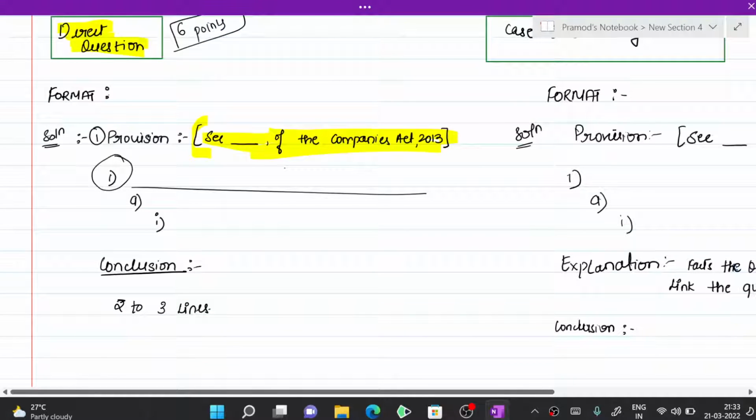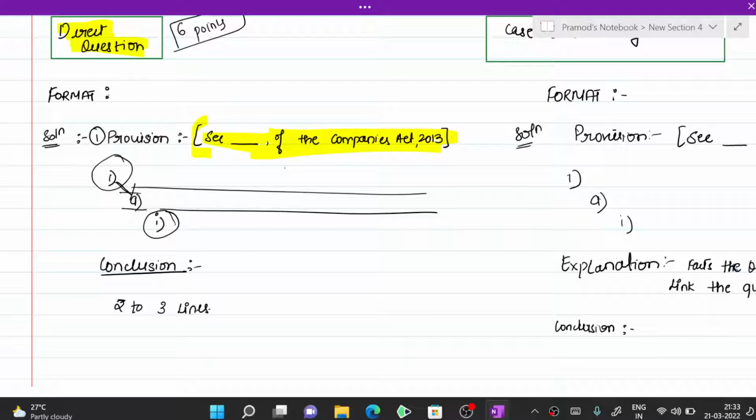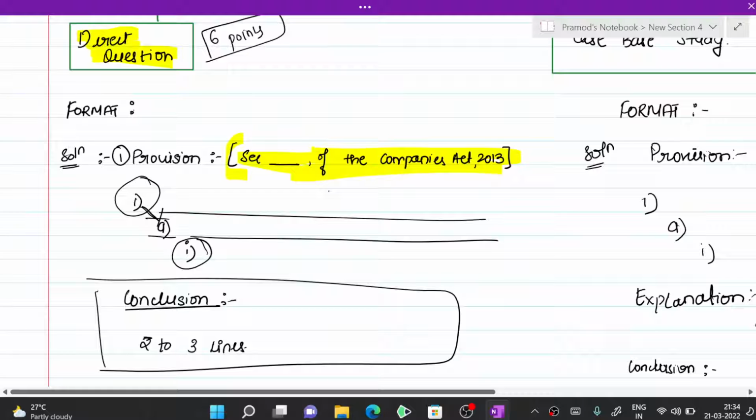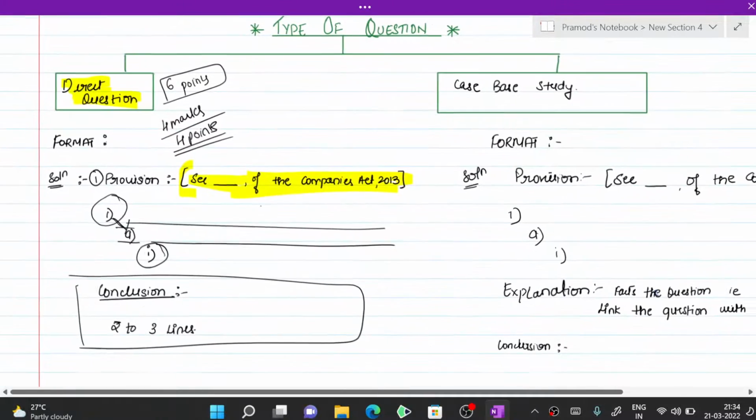If there is a sub point of that answer, then you will present it in a format this way. Then if there is a sub point of that sub point, then you will write 1. Then after that, for that sub point, you will write a. For the sub to sub point, you will write 1, and you will complete your answer, and lastly give your conclusion for the direct question. This will be the basic format for the direct question. For example, if the question is for 4 marks, then you can mention 4 points, and you will get marks according to your answer, right?